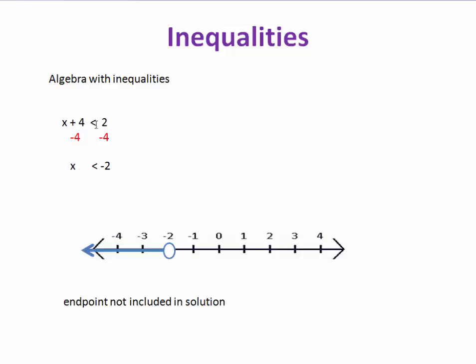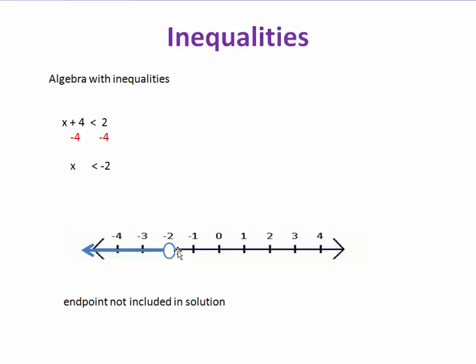Okay, so we've got the same thing, but with an inequality here. x plus 4 is less than 2 rather. So again, we do the same. Do onto this side of the inequality sign what we do onto the other side. So x plus 4, we want to get rid of the plus 4, so minus 4, minus 4 on the other side of the inequality sign. So this leaves us with x. 2 minus 4 is minus 2, and the inequality sign remains the same. Okay, so x is less than minus 2.